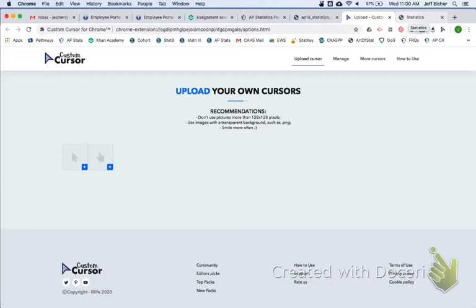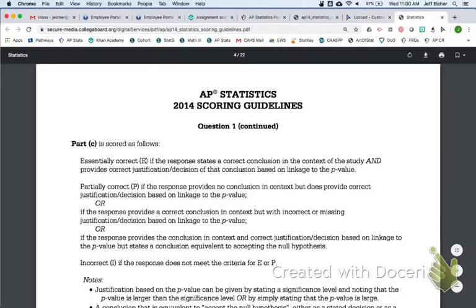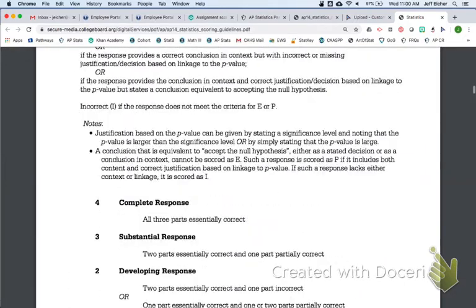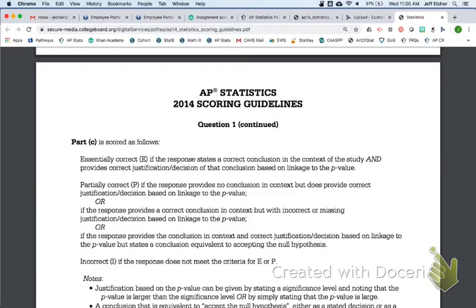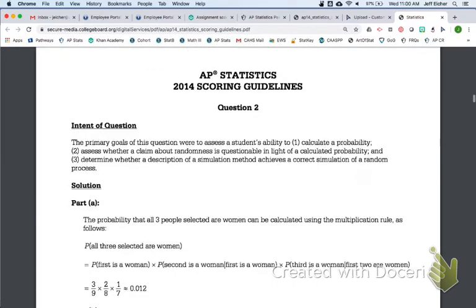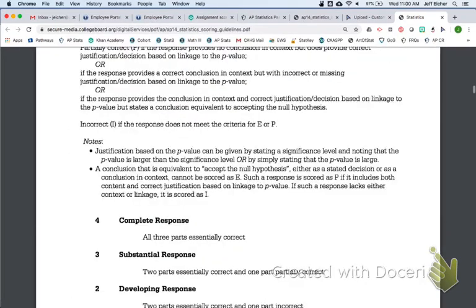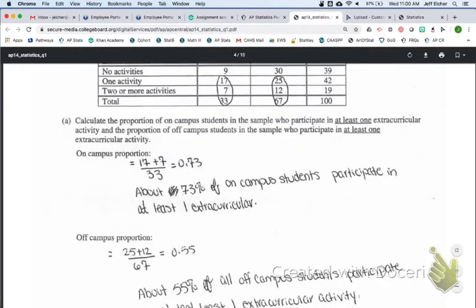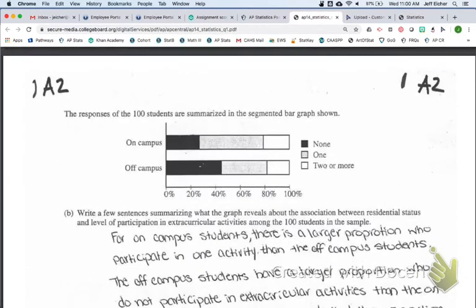See if this works so you can see my cursor. Oh, no, it didn't work. Anyway. Sorry, there we go, now we're back. Okay, and then, so they got an E on the first part.